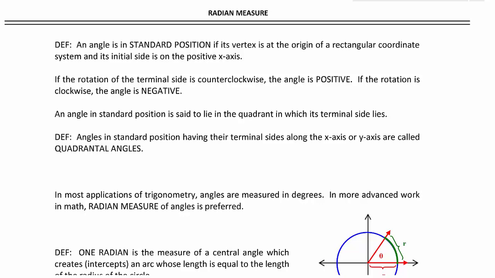angle is negative. An angle in standard position is said to lie in the quadrant in which its terminal side lies. Angles in standard position having their terminal side along the x-axis or y-axis are called quadrantal angles.